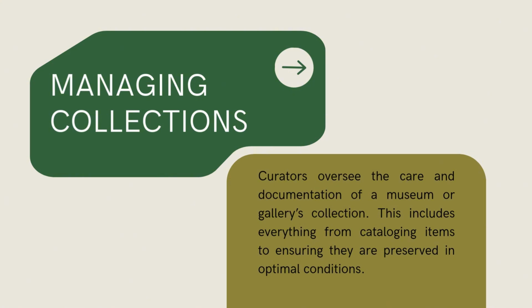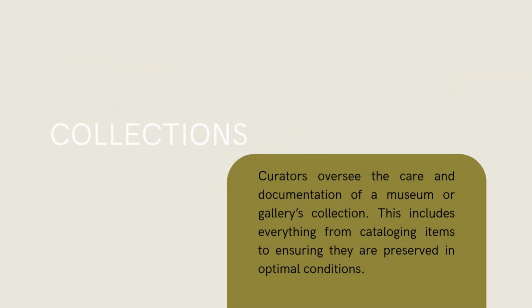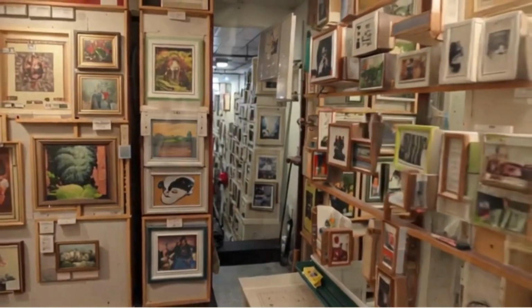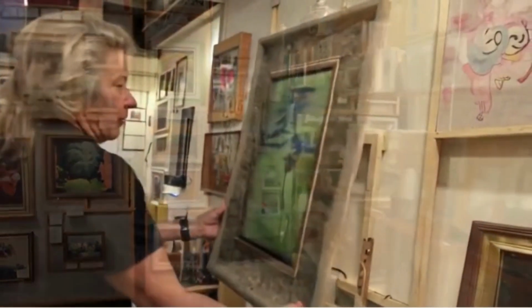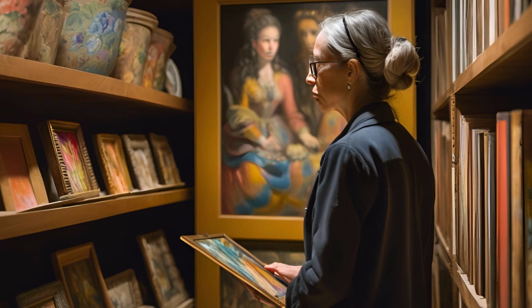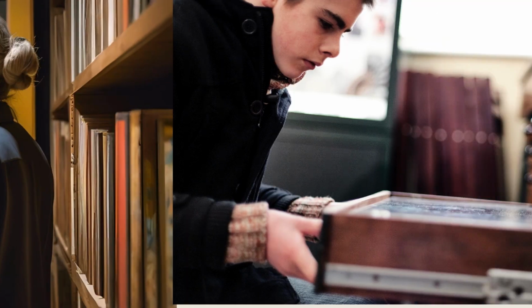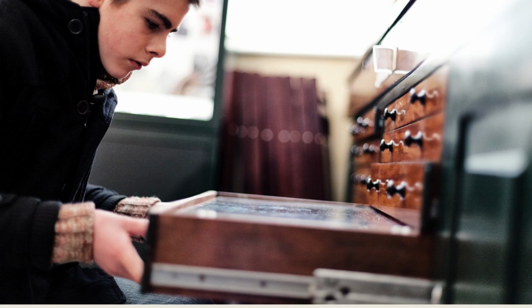Number 1. Managing collections. Curators oversee the care and documentation of a museum or gallery's collection. This includes everything from cataloging items to ensuring they are preserved in optimal conditions. Example, a curator at an art museum may manage a collection of impressionist paintings, ensuring each piece is stored correctly and monitored for conservation needs.